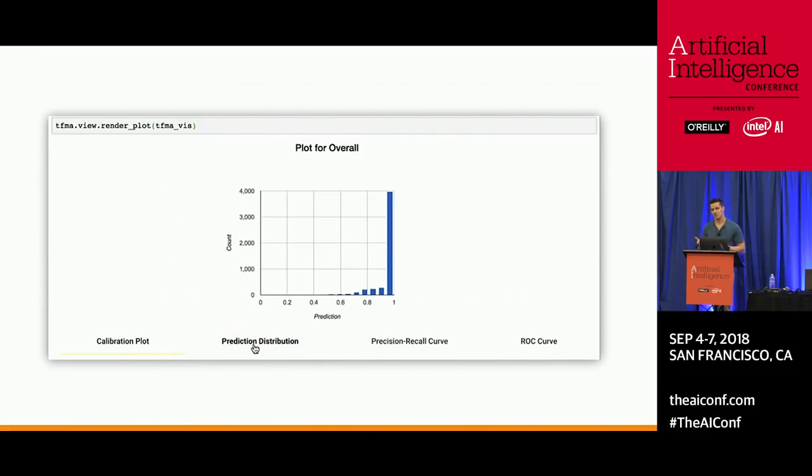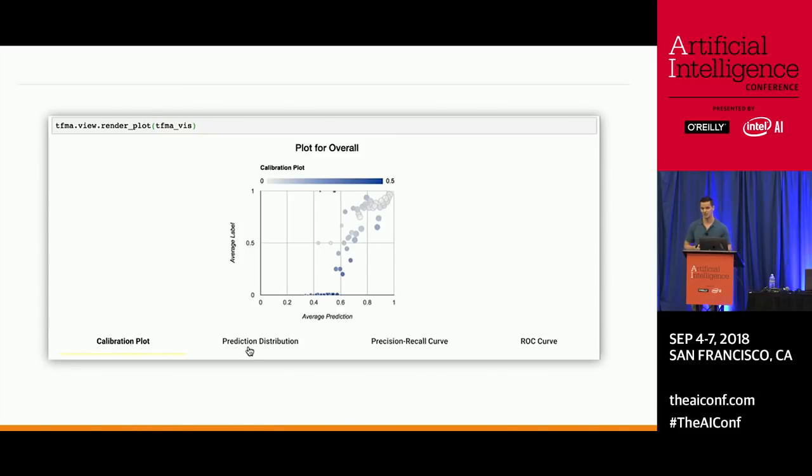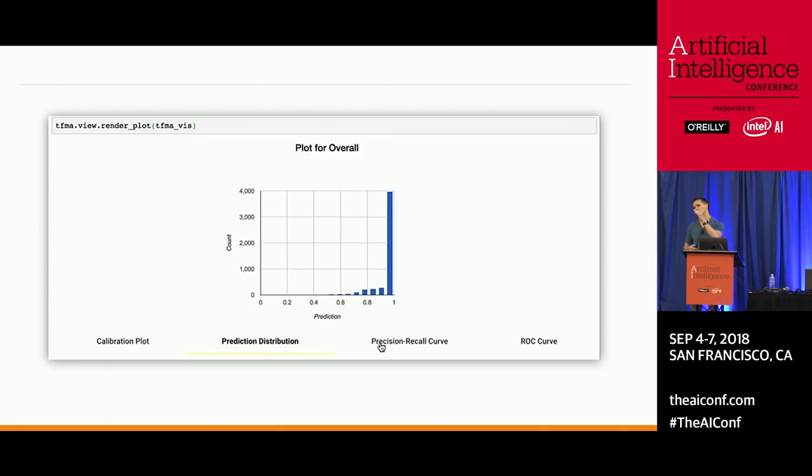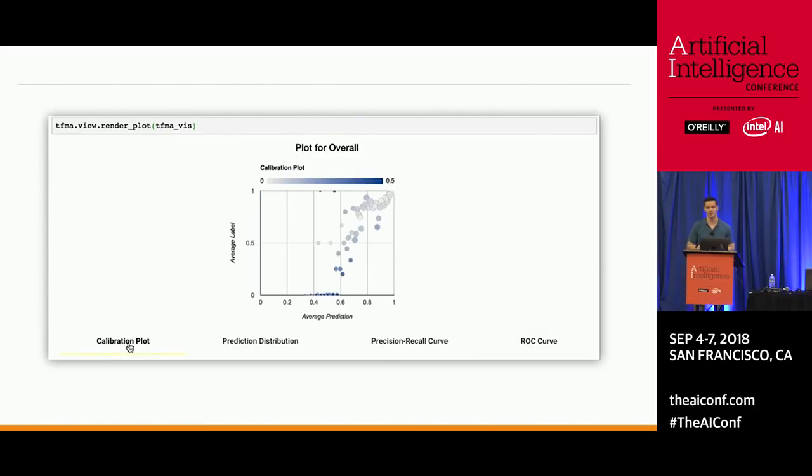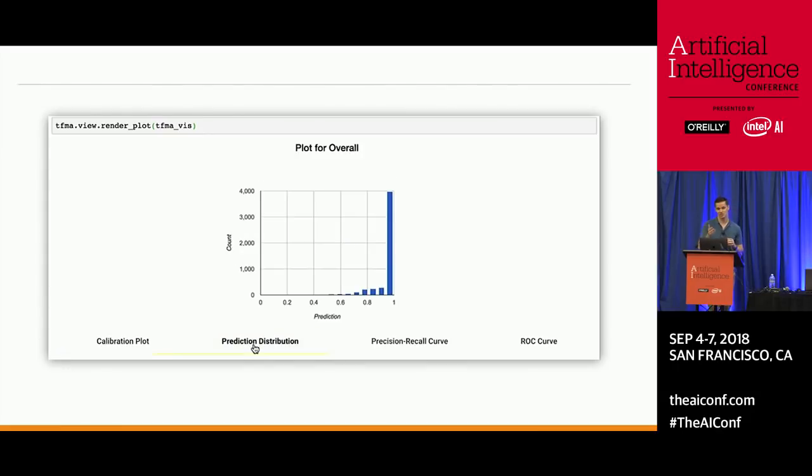Some other visualizations that are available in TFMA are shown here. We haven't shown that in the past. So the calibration plot, which is the first one, shows you how your model predictions behave against the label. And you would want your model to be well calibrated and not to be over or under predicting in a specific area. The prediction distribution just shows you the distribution, and precision recall and ROC curves are commonly known.